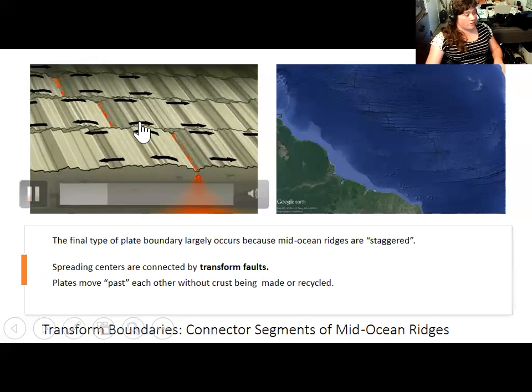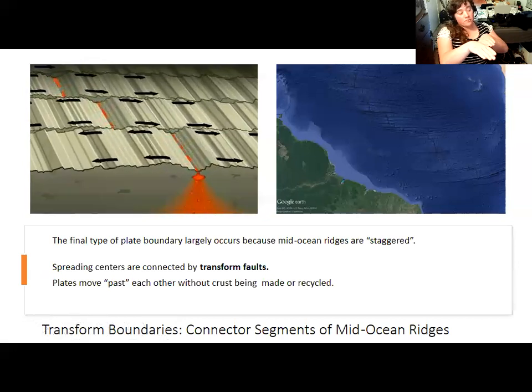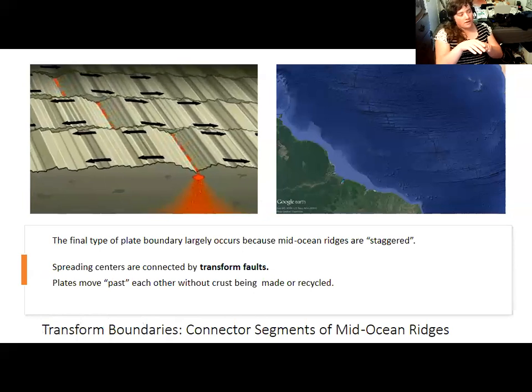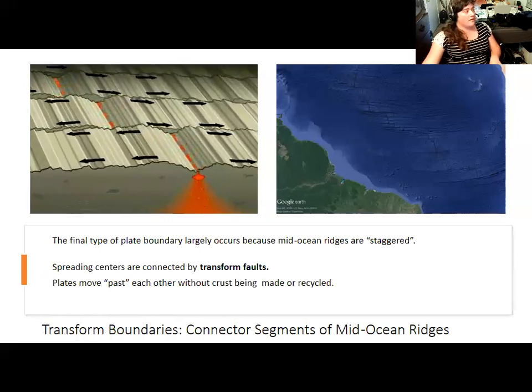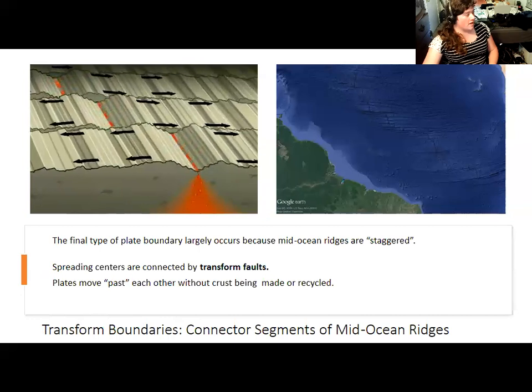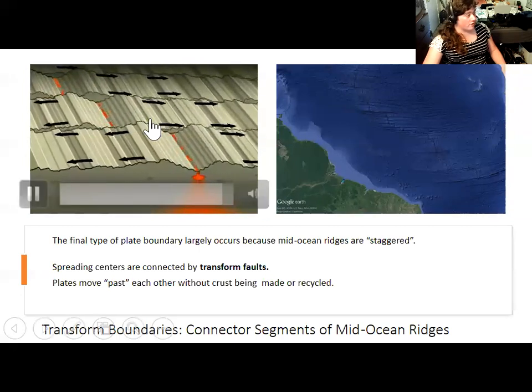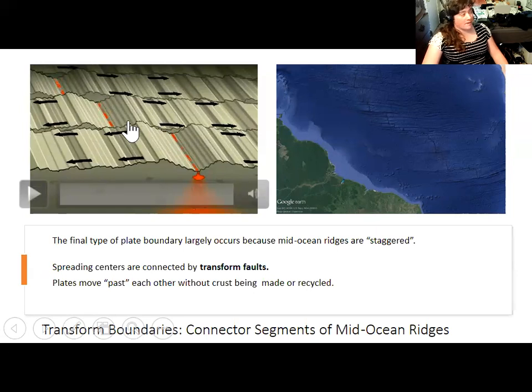A transform plate boundary is where crust moves in opposite directions, but it doesn't really move vertically at all. It doesn't sink down, it doesn't subduct, and there's not any new crust that's either made or recycled along here, nor is there any volcanism. There are volcanoes here at the spreading center, which is the divergent plate boundary. But on these little connector segments, there is no volcanism being made. Most of the time, this is what transform boundaries are limited to: these little connector segments between the actual spreading center segments on mid-ocean ridges.